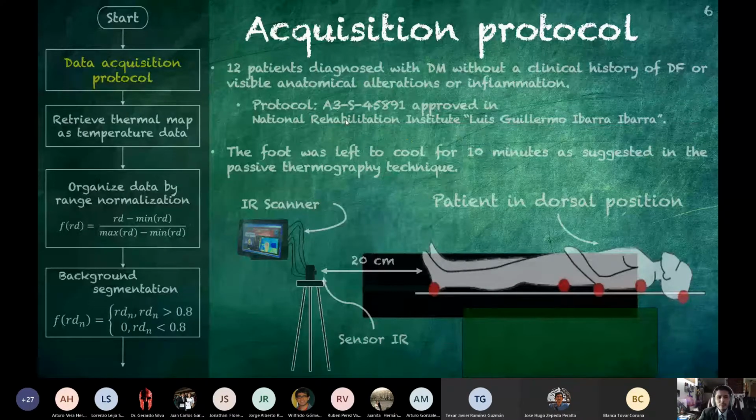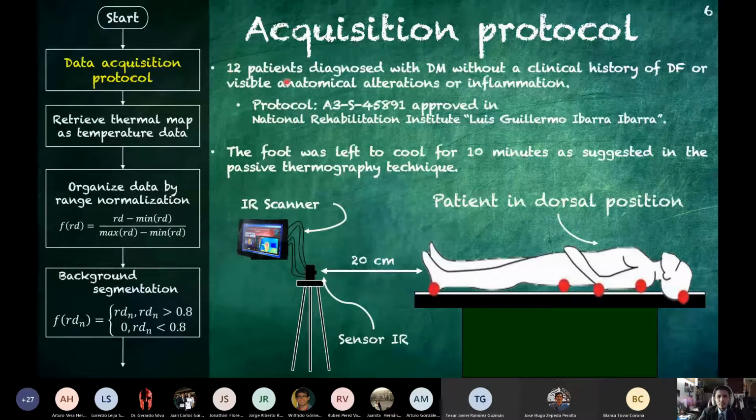About our patients, we had a universe of n equal 12, in which all the patients were diagnosed with diabetes mellitus without a clinical history of diabetic foot or at least visible anatomical alterations or inflammations. This protocol was approved by the Mexican National Rehabilitation Institute. Our patients were put in dorsal position and the foot was left to cool for 10 minutes, as suggested in the passive thermography technique. Afterwards, our IR sensor was placed 20 centimeters from the foot, and we took a frame capture for every patient.